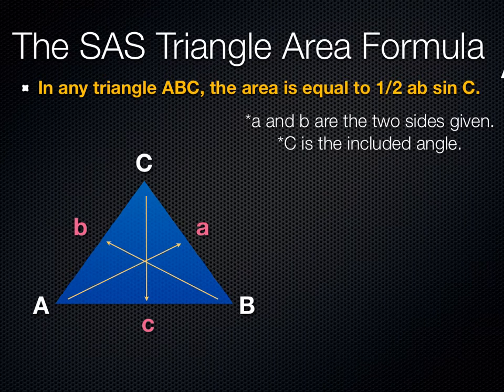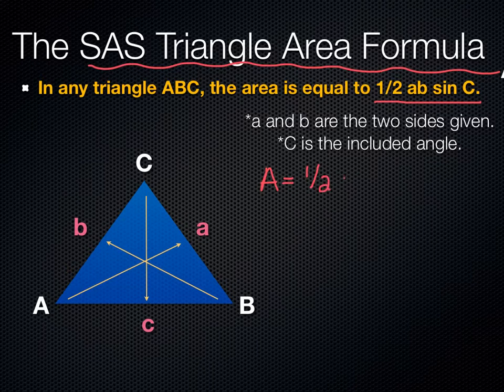So here's where all of that led us. This is called the SAS triangle area formula. This is an alternative to the area equals 1/2 base times height. And this is how the formula is written out in your book: area equals 1/2 times A times B times sine of angle C.